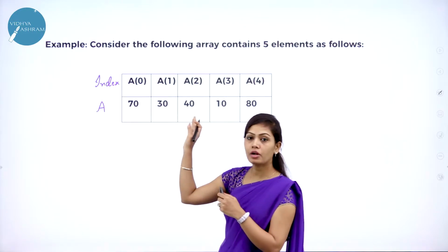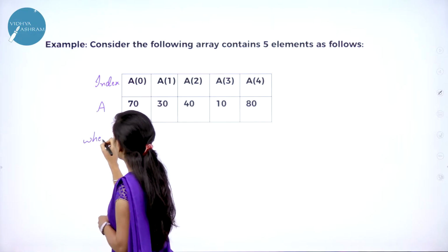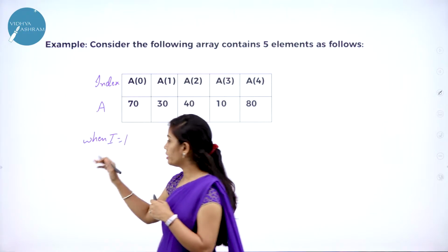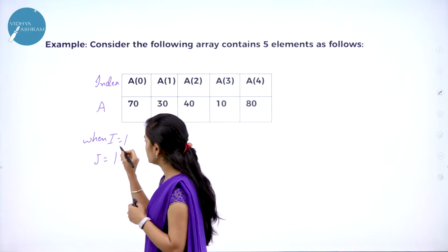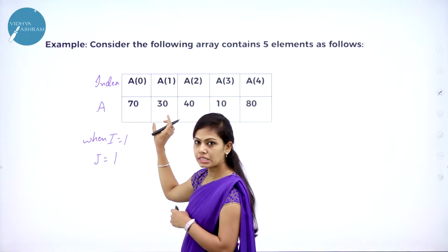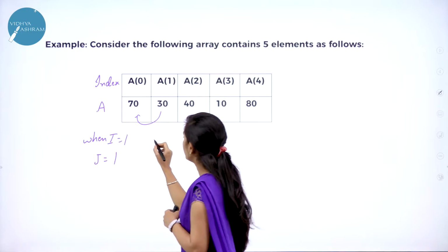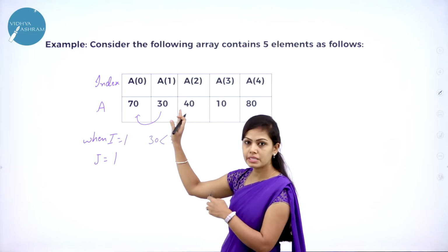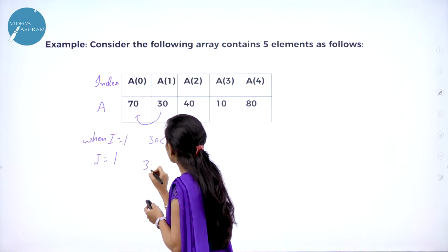Here we have to compare all the elements one by one. When the index value is equal to 1, I take one more variable called j and copy this value, so j is equal to 1. So compare A of 1, which is 30, with the first element, 70. Since 30 is less than 70, you can swap these two elements. So the array will look like this.